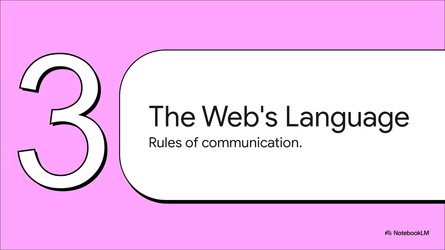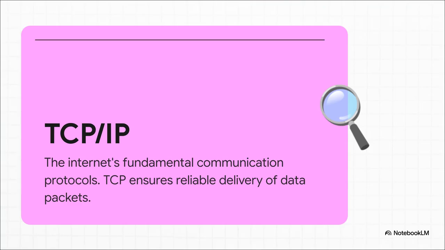Turns out there are very specific rules and languages that clients and servers have to use to make sure nothing gets lost in translation. So the foundation for all this communication is a set of rules called TCP/IP. Think of it like the internet's super reliable postal service. Before any information is even sent, TCP makes sure there's a solid connection, like a digital handshake.